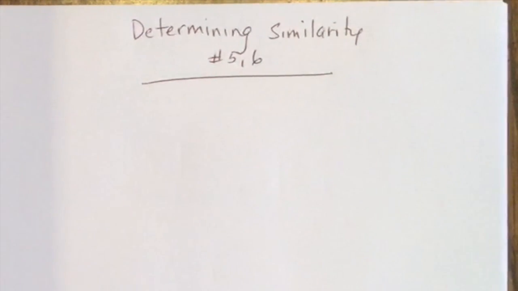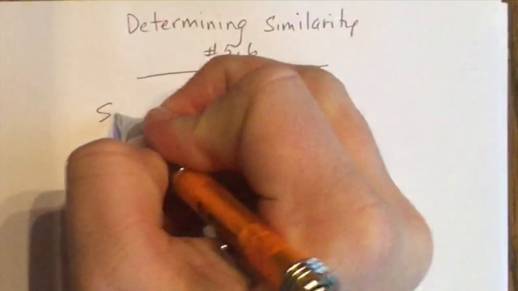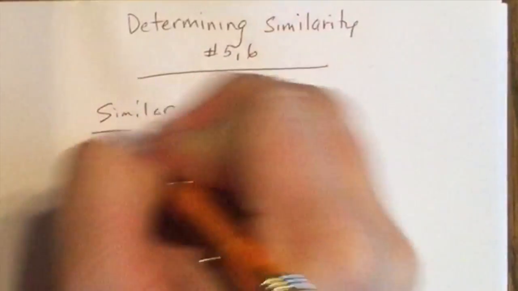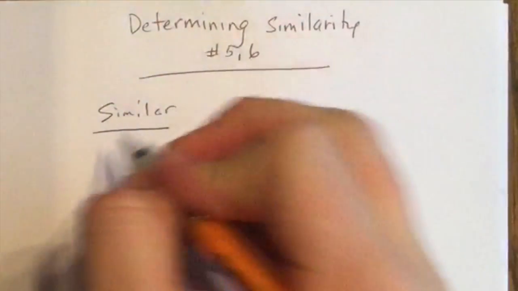This is the reteaching video for questions number 5 and 6 on the stretching and shrinking unit test, which covers the topic of determining similarity. The first thing that we need to remember is that in order for two shapes or multiple shapes to be similar, the following things must be true.